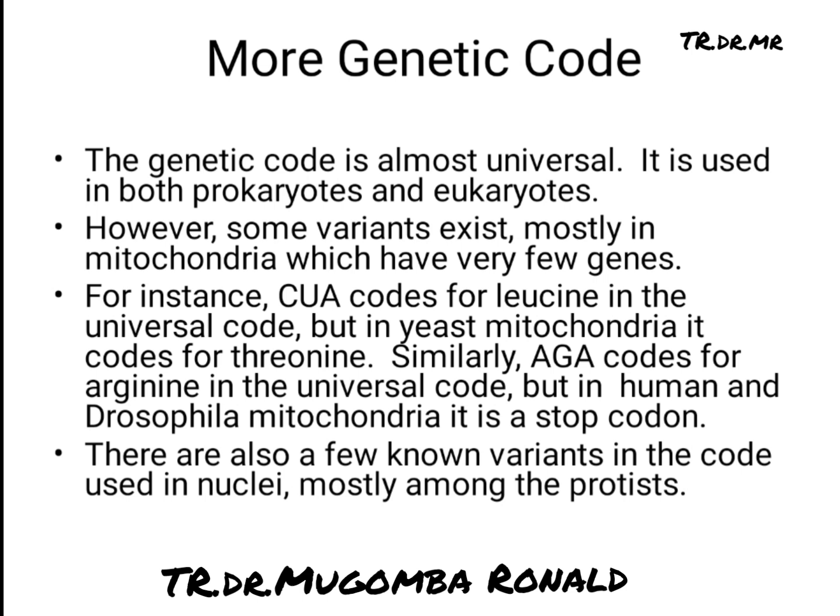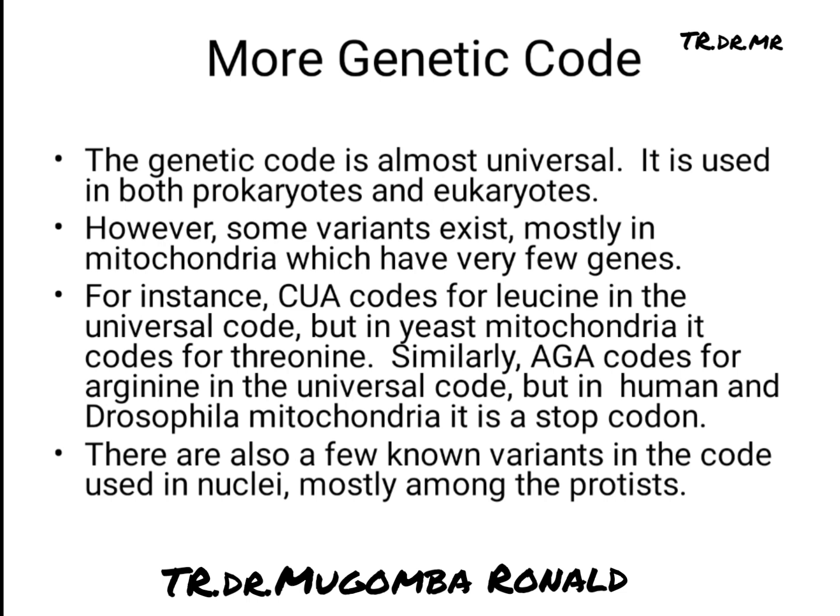Genetic code is also referred to as universal. What do we mean when we say universal? We say it is universal simply because it is used for both prokaryotes and eukaryotes. Wherever you will go, whether bacteria or a human being, AUG will always code for methionine. However, some variants exist mostly in the mitochondria, where we have very few genes. For instance, CUA codes for leucine.